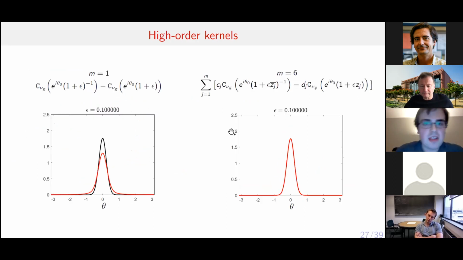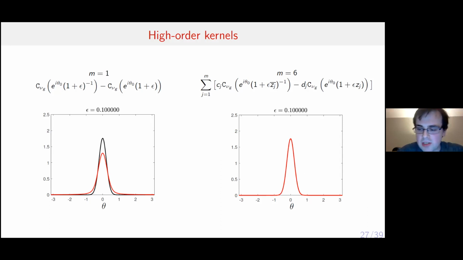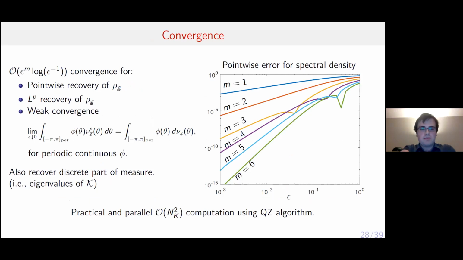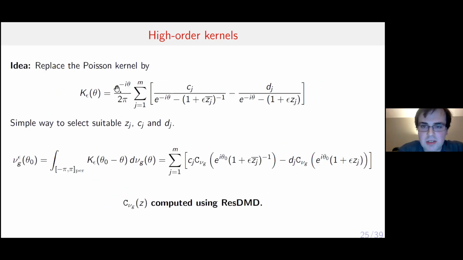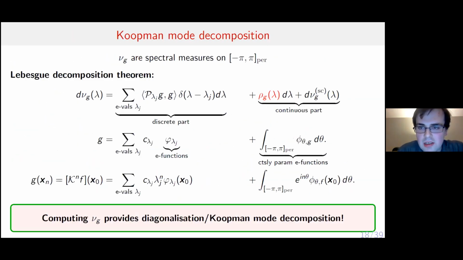This is the end result. So this is the Poisson kernel on the left. Okay, so this Plemelj-type formula, oversmoothed. Now m equals 6, a generalized Plemelj-type formula, and we get a much better approximation. These are the convergence rates. Okay, so we can prove rigorous order m convergence for the pointwise recovery of rho g. Remember, rho g is, let me just go back a few slides, the density of the absolutely continuous part of the spectral measure.